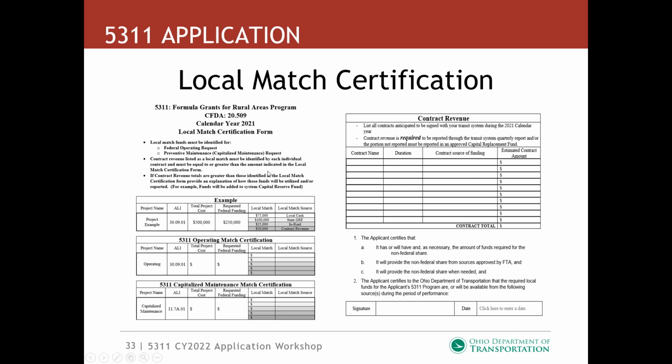This is a picture of the form. Basically, you want to include any local cash, state GRF, in-kind, or contract revenue. That's going to be a majority of the matching sources there. So you want to list those individually here for the operating match, and then the contract or the capitalized maintenance match. And then again here, list out your individual contracts that are utilized here, that are listed in each of these sections here.